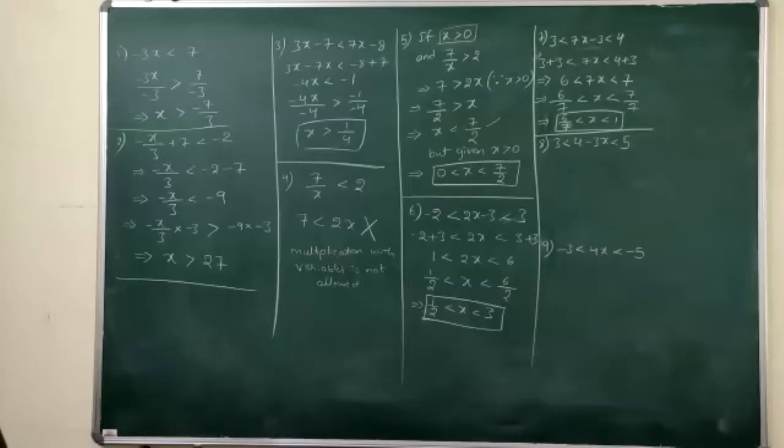So while dividing with minus 3, a negative number, you are dividing with a negative number. So what will happen to the inequality? Never forget these two properties. Multiplying or dividing with positive, inequality remains same. Multiplying or dividing with negative, inequality changes.